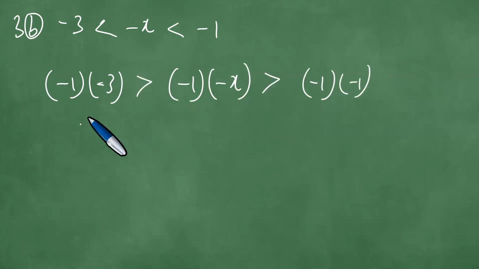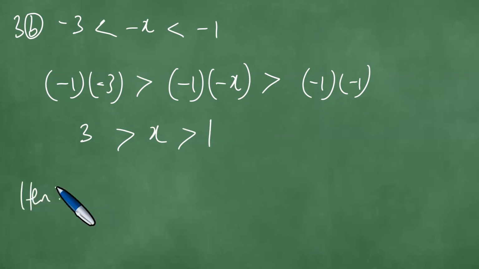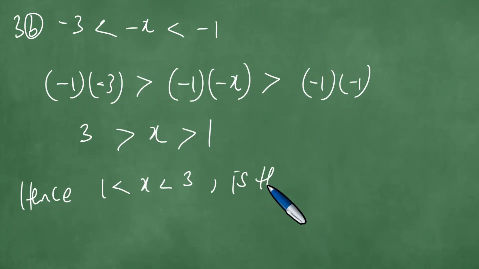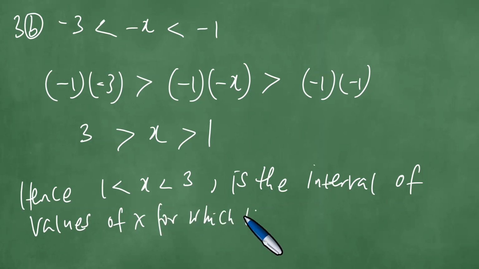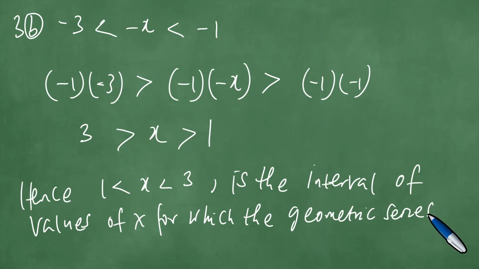So you have this. Hence 1 is smaller than x, smaller than 3 is the interval of values of x for which the geometric series converges. Okay, so that's what we have.